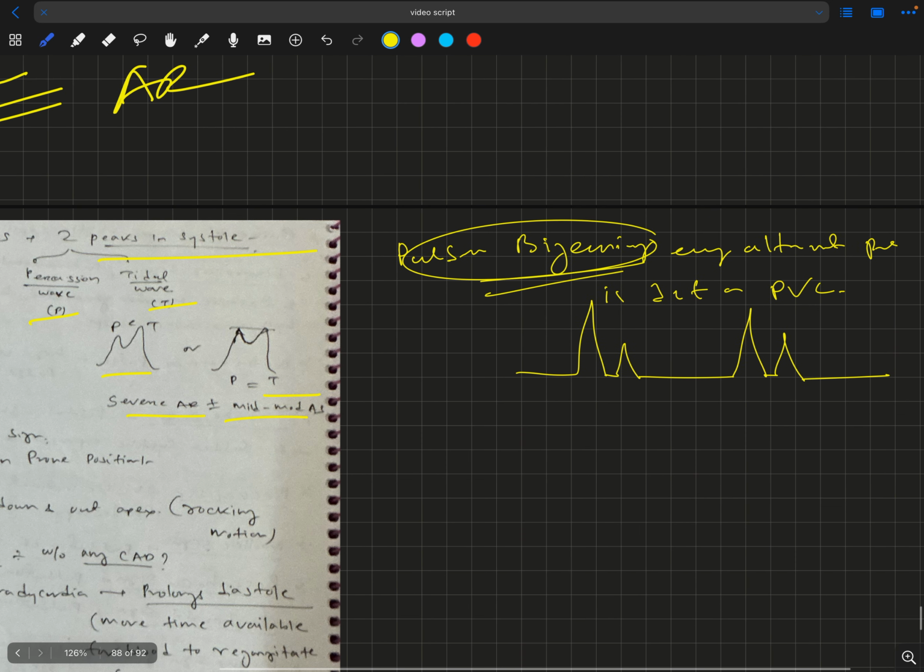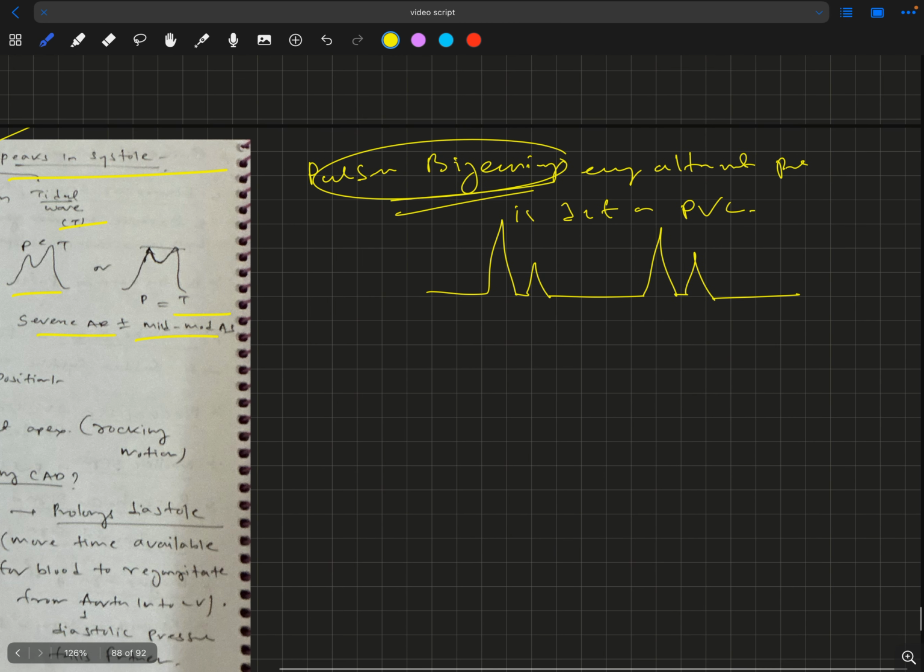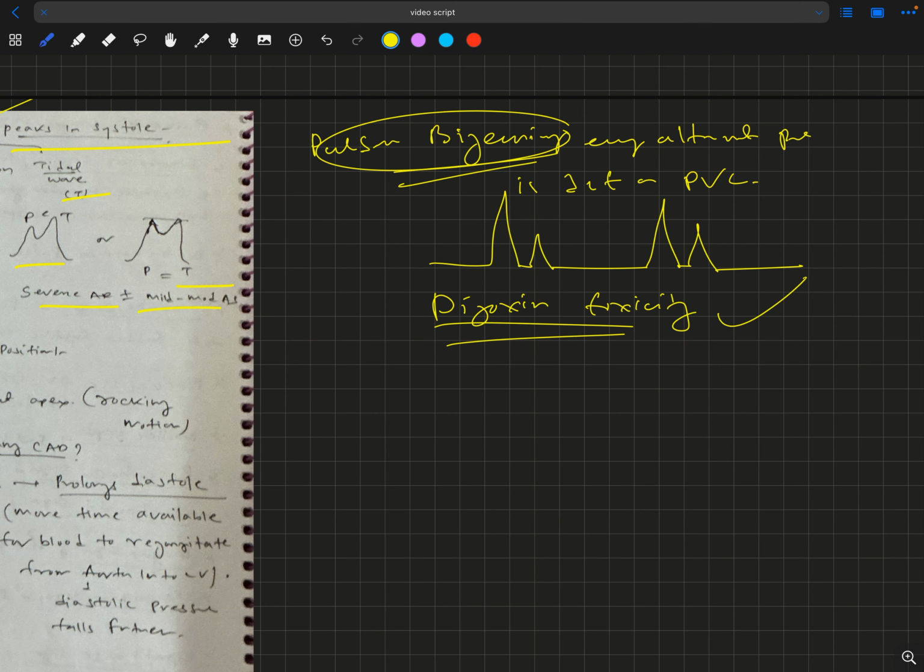Pulsus bisferiens means two peaks in the systole. And pulsus bigeminy is seen in case of digoxin toxicity.